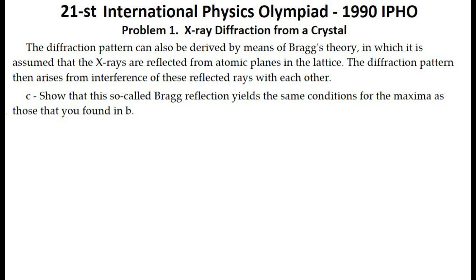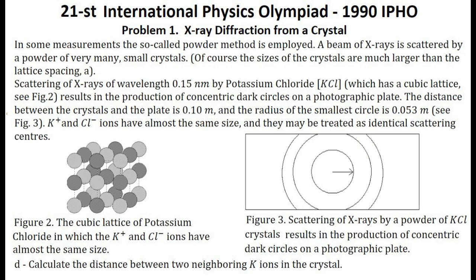Question C. Show that this so-called Bragg reflection yields the same conditions for the maxima as those that you found in question B. In some measurements the so-called powder method is employed. A beam of X-rays is scattered by a powder of very many, small crystals. Of course the sizes of the crystals are much larger than the lattice spacing, A.